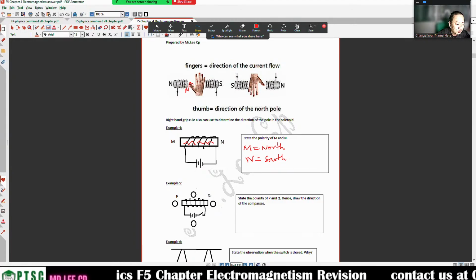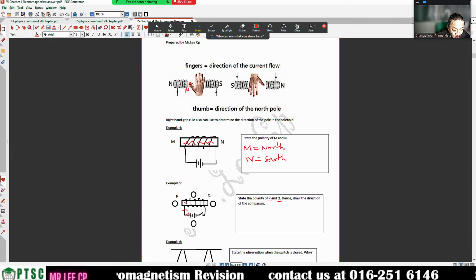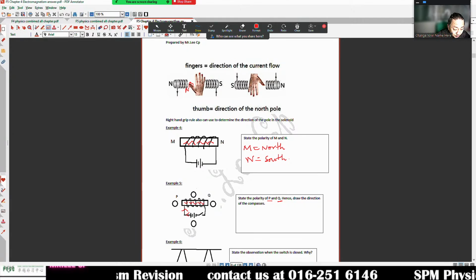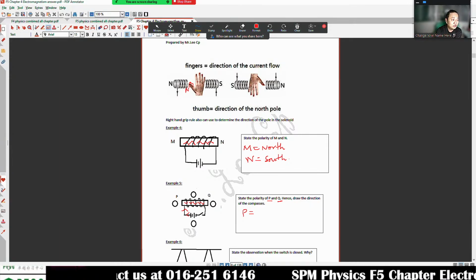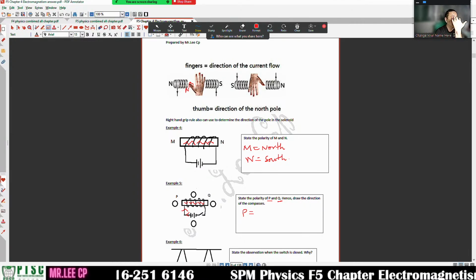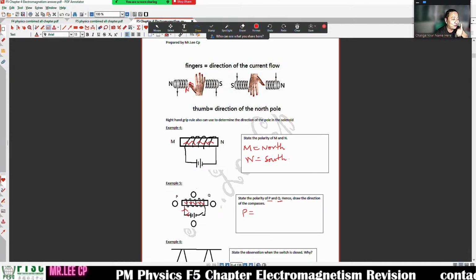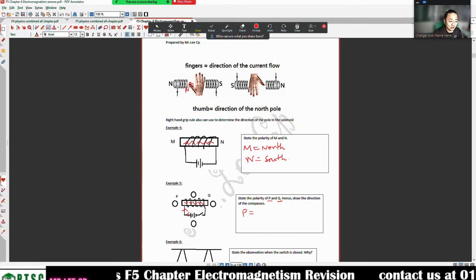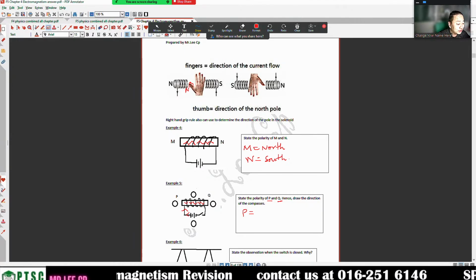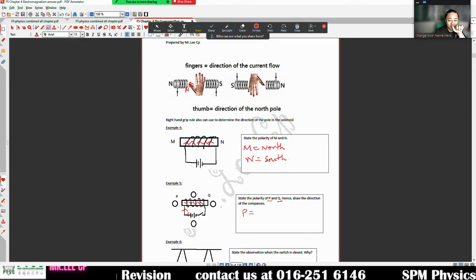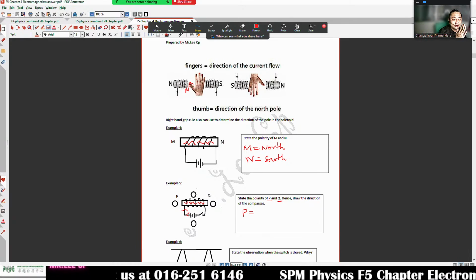Now tell me the polarity of P and Q. When the current flows to here, and then goes to the back, and then goes downward. P is north or south? Current goes down. This is the current for the solenoid only, not for the wire that flows in one direction. Don't take that one. So for the solenoid, come on, help me. P will be north or south? For those of you who are behind, please come forward.